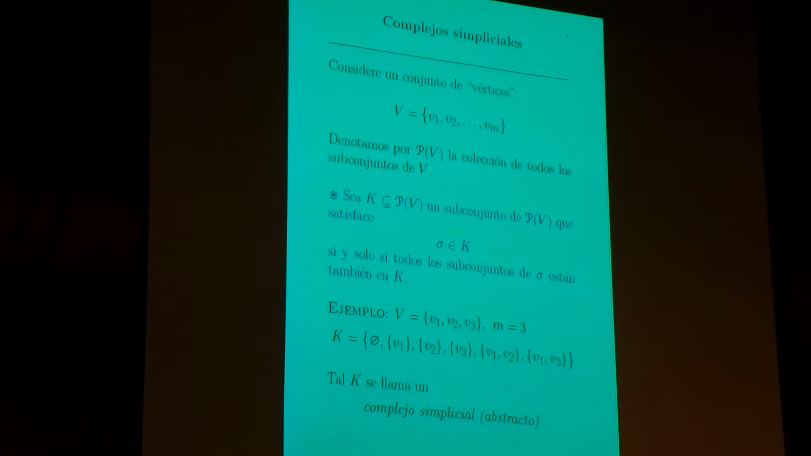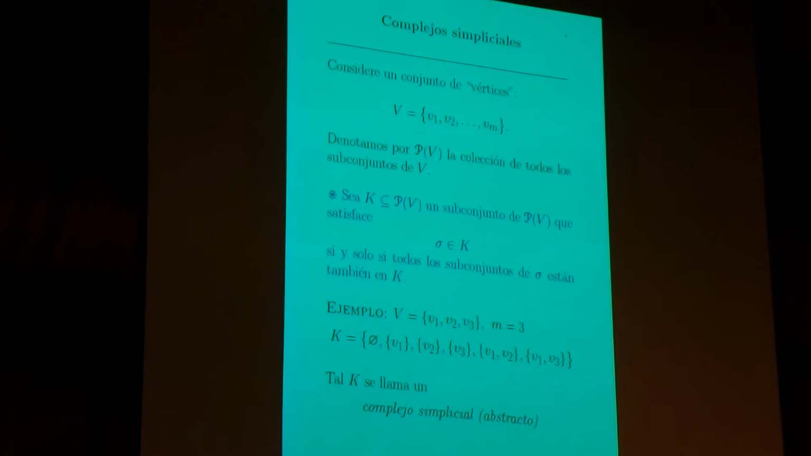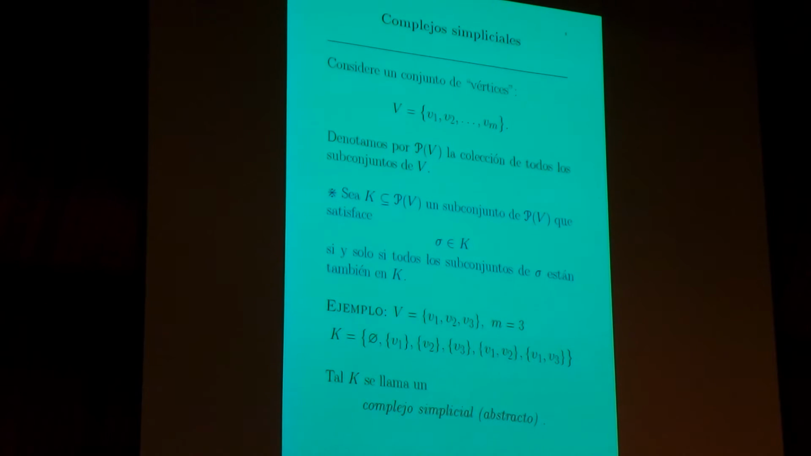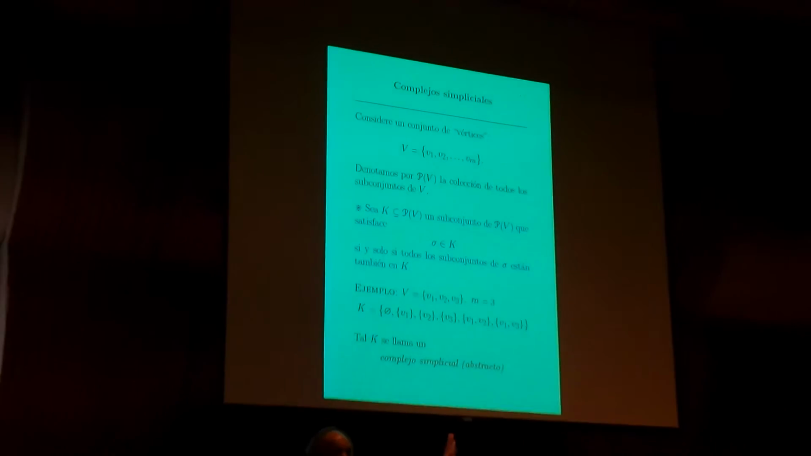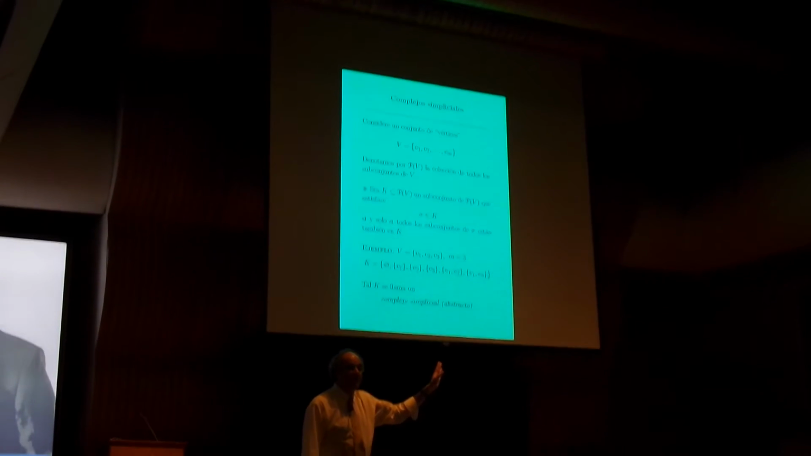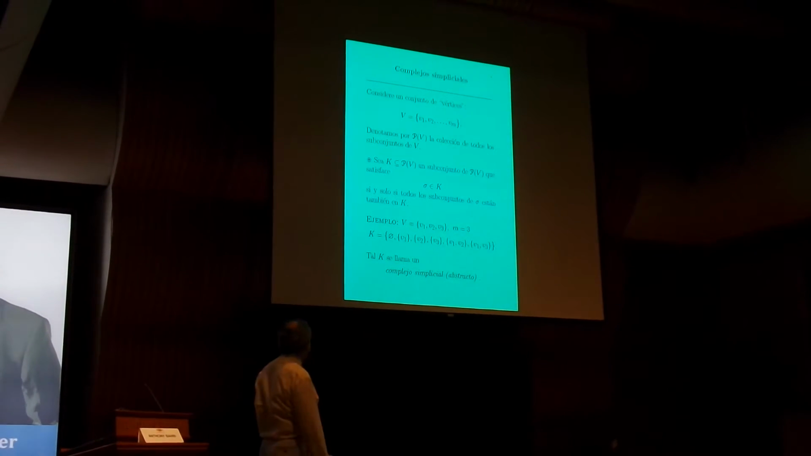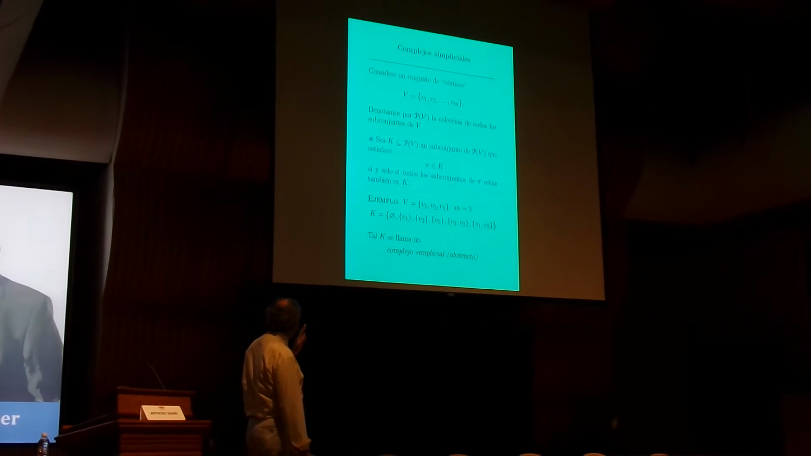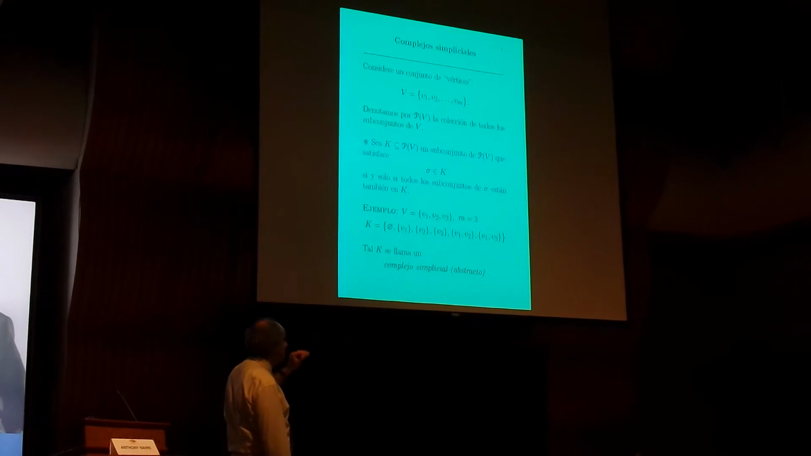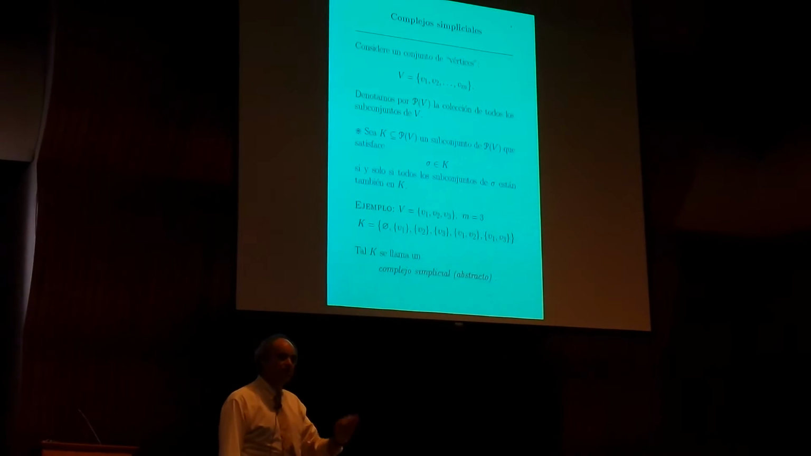V is V1, V2, V3. Here M is 3. And K consists of these sets: the empty set, the set with just V1, just V2, just V3, and then the set with V1, V2, and the set with V1, V3. And we can see that every subset of every set in K is also in K. And that is an example of a simplicial complex, or more precisely, an abstract simplicial complex.